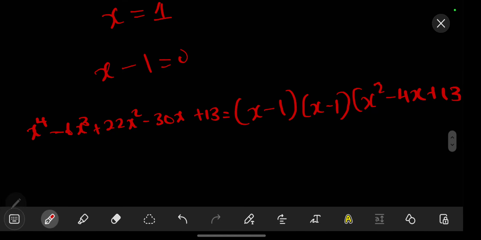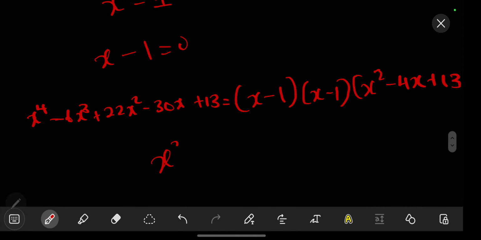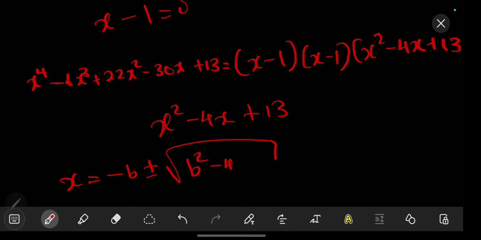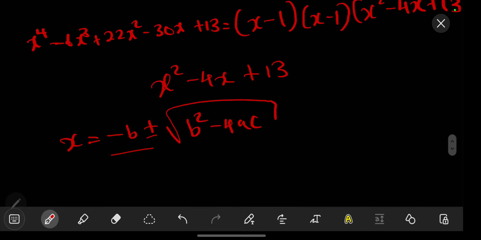So we are going to solve and factorize. To solve this, we have x squared minus 4x plus 13. We find that we cannot factorize this, so let's use the quadratic formula. x is equal to negative b plus or minus the square root of b squared minus 4ac, over 2a.